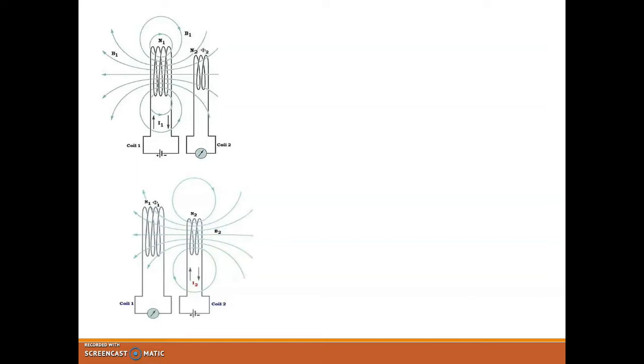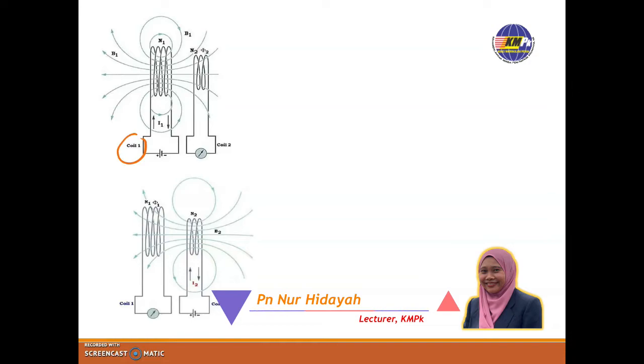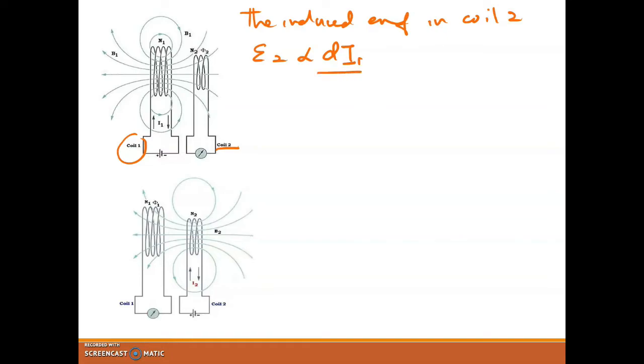Right, if the current in coil 1 changes at rate dI/dt, the magnetic flux will change by dΦ/dt, and this will be experienced by coil number 2. The induced EMF in coil number 2, EMF2, is directly proportional to the change of current in coil number 1. So we have EMF2 is equal to M dI1 over dt.